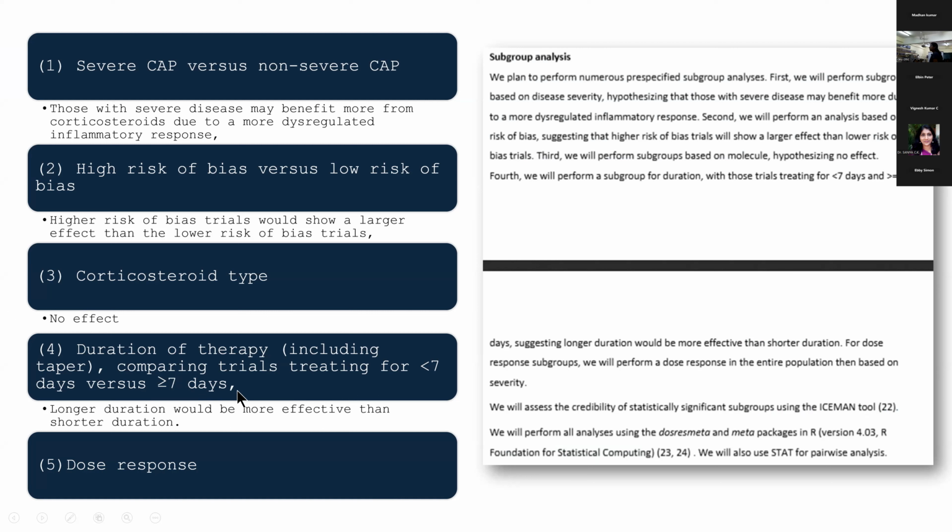And they also looked at the duration of therapy, whether giving less than 7 days steroids or more than 7 days steroids would have any benefit. They felt that patients who got more steroids, more duration would benefit from the study. And they also looked at the dose response.